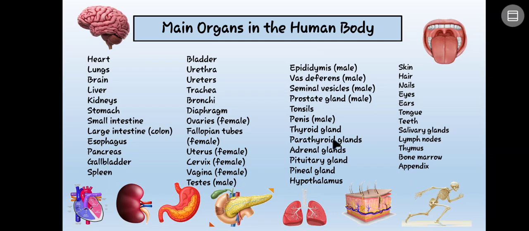thyroid gland, the parathyroid glands, the adrenal glands, the pituitary gland, the pineal gland, the hypothalamus, the skin, the hair, the nails, the eyes, the ears, the tongue, the teeth, the salivary gland, the lymph nodes, the thymus, the bone marrow, and then the appendix. So these are some organs in the human body that, by the time we are done with this training on anatomy and physiology, we might have covered all these main organs.